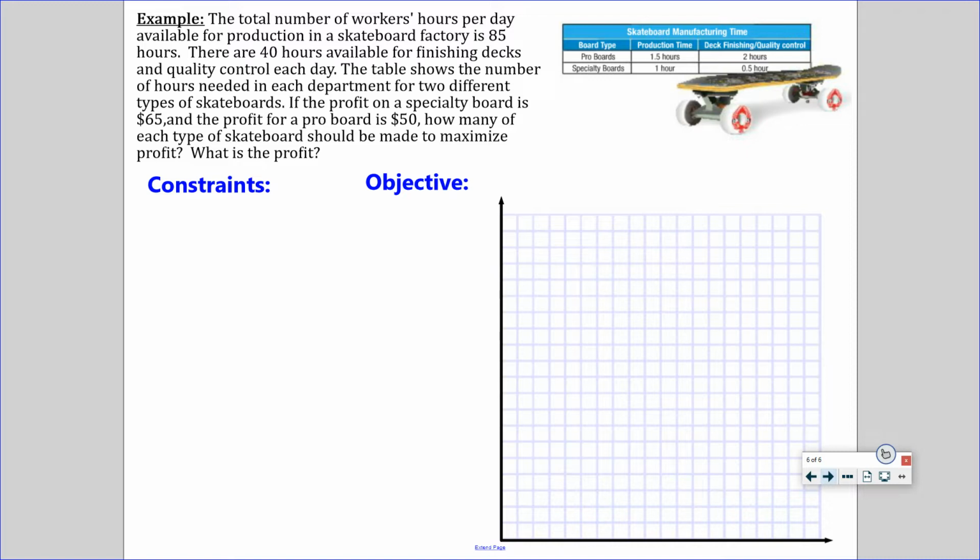Okay, so the first thing we like to do is define our variables. You can go back to that step-by-step chart. But what we're trying to find is how many of each type of skateboard. That's our goal. So those are our variables. So I'm going to say P is my number of pro boards. S is my number of specialty boards.